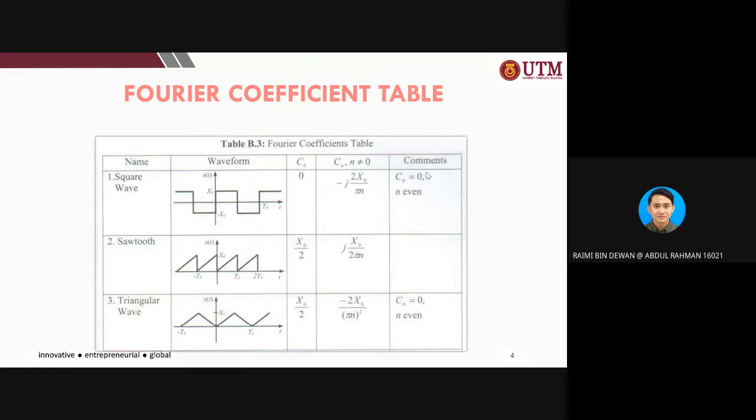And then the comments. There is a comment here: Cn is equal to 0 if n is even. This one is obviously not an even signal, it is an odd signal, but Cn is equal to 0 for n even, let's say 2, 4, 6, 8. So for this, maybe you only solve for C1, C3, C5, something like that. But again, it depends on the question.